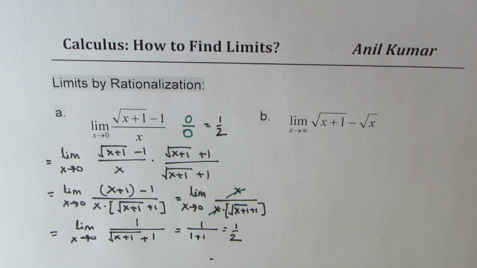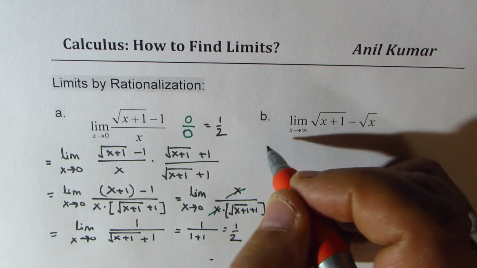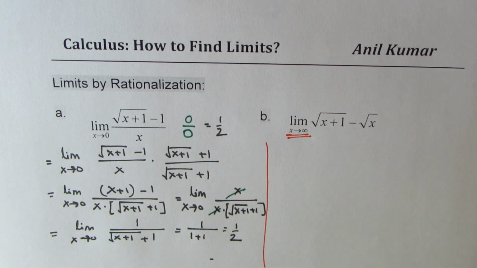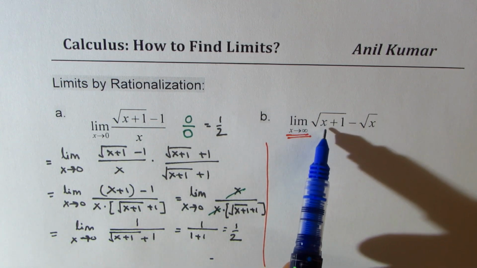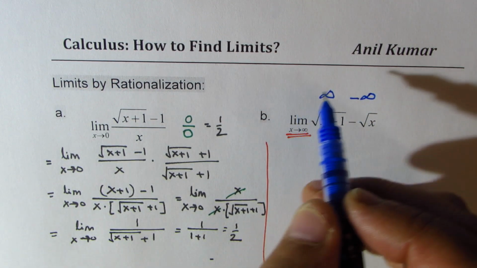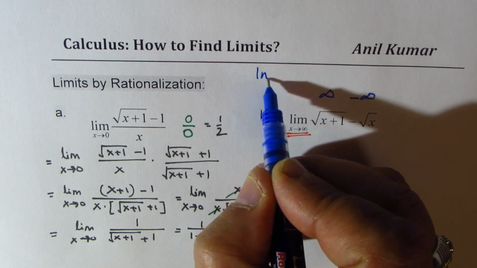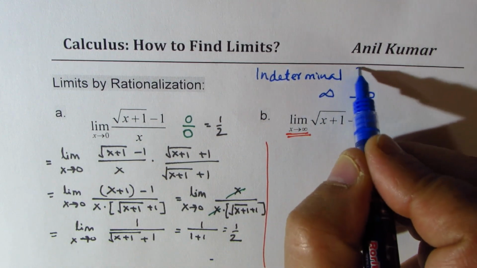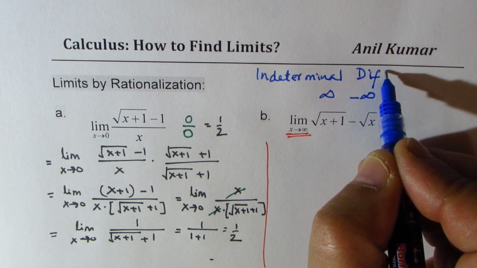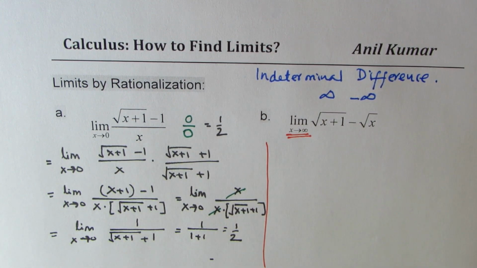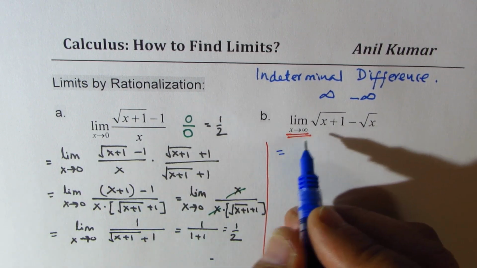Correct? Now let's look into the second example where it's kind of different. I'm taking the limit when x approaches infinity. Now how do we do these types of questions, right? If I write infinity here, we get infinity minus infinity. That is also a form of indeterminate, right? So this is also indeterminate. Difference, not quotient, but difference. Now in such cases, you could rationalize. So we'll again rationalize like we did earlier to solve this.